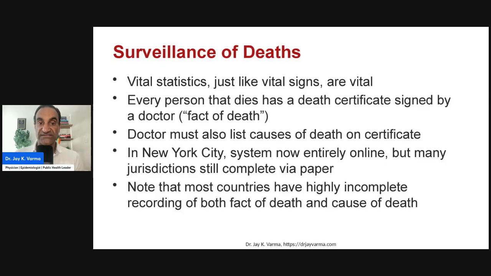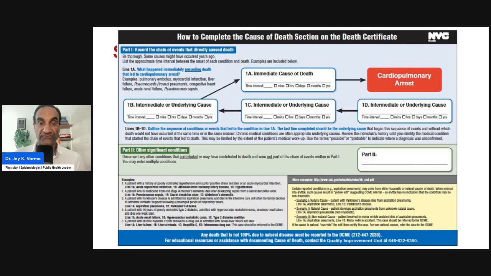In New York City, that system is now entirely online, but many jurisdictions still complete that via paper. Note that in most countries around the world, they actually have highly incomplete recording of both the fact of death and the cause of death. This shows you an example of what the paperwork would look like if you were filling it out manually in New York City. And it shows you that there is a challenge in trying to figure out what the cause of death is. This fundamentally relies on a physician's judgment about what happened.